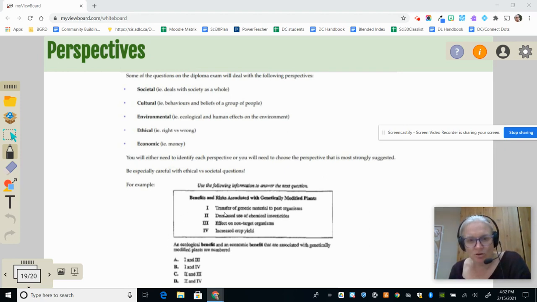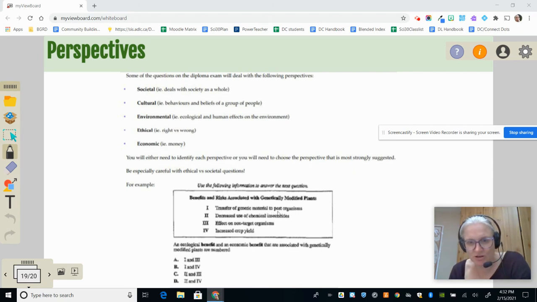So in this question down below, just take a quick peek at it. We're looking at an ecological benefit and an economic benefit that are associated with genetically modified plants. Okay, so they would be numbered. Which of these? So ecological benefit. Ecological, right? Think environmental and the effects that we have on the environment. Okay. And then economic. So if we're talking about genetically modified plants, let's look at the answers here.